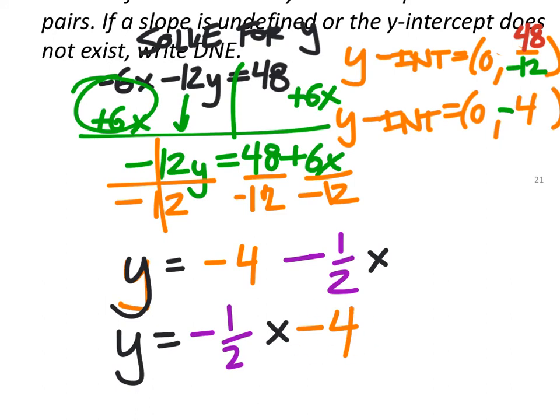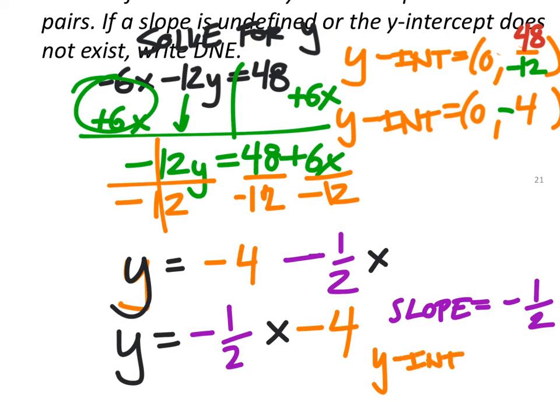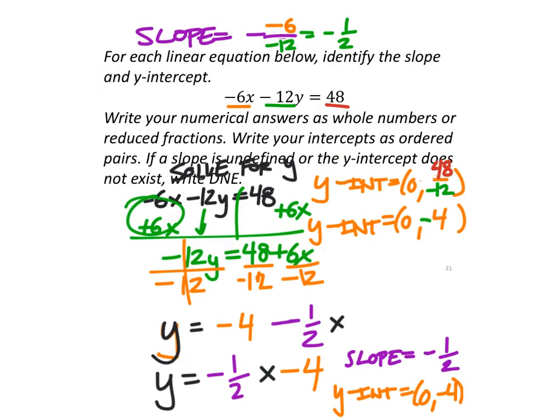And what does this do for me? Well, it's in slope-intercept form, so I can immediately identify the slope, which is negative 1/2, just like we found above. And then the y-intercept is the b value, which in this case is negative 4, just like we found above once I fixed that mistake. Okay? That's what I recommend doing when you see these in standard form. Manipulate them.